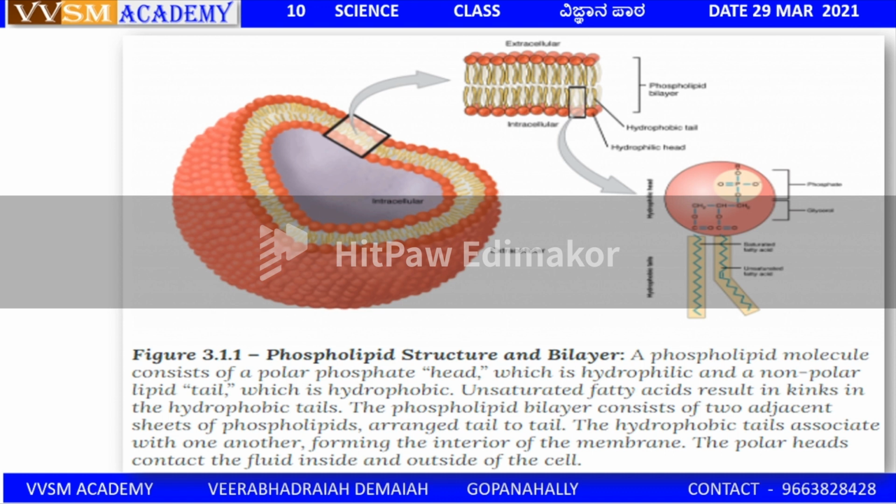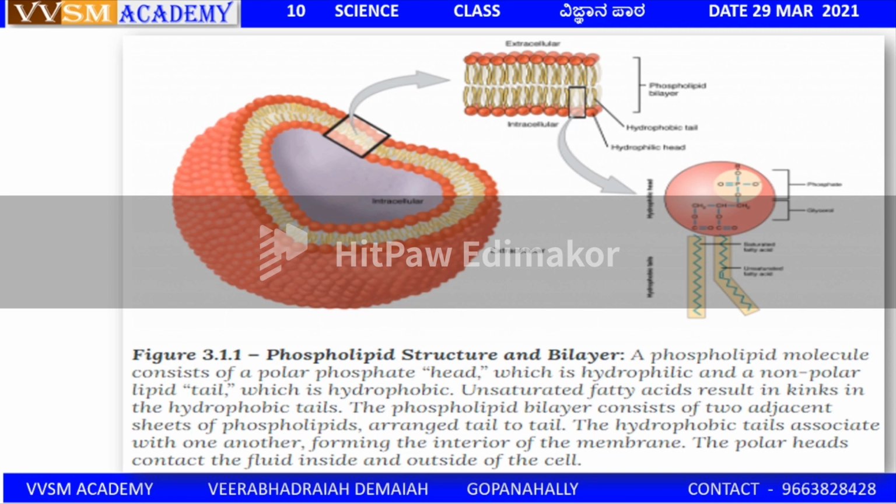Bi means two layers. A phospholipid molecule consists of a polar phosphate head, which is hydrophilic, and a non-polar lipid tail. The polar phosphate head is hydrophilic, and the tail is called hydrophobic. Unsaturated fatty acids result in kinks in the hydrophobic tails.